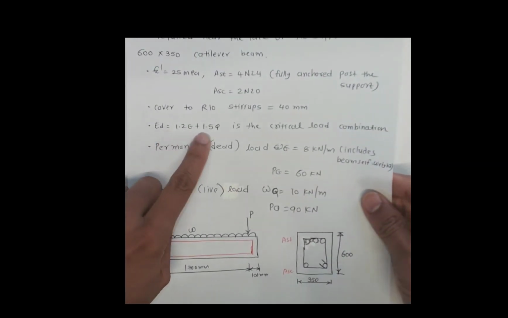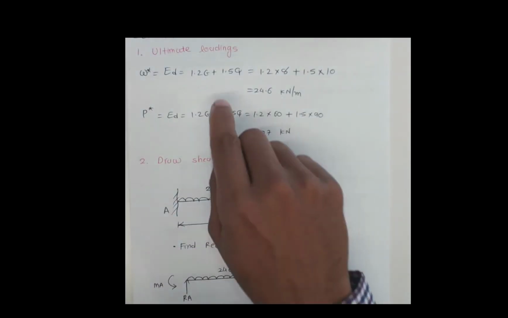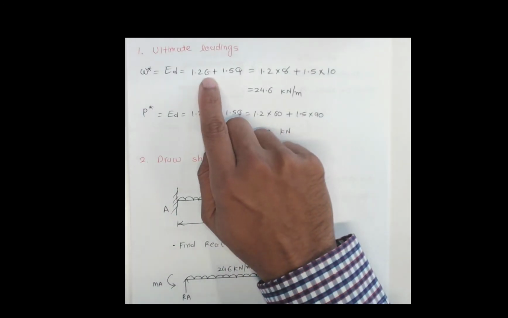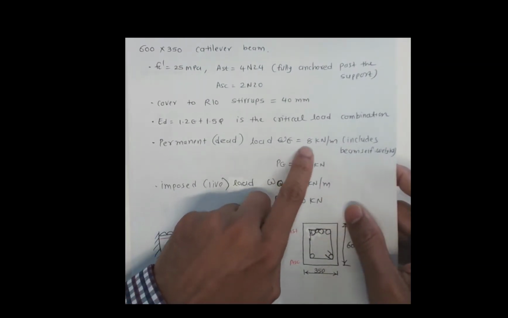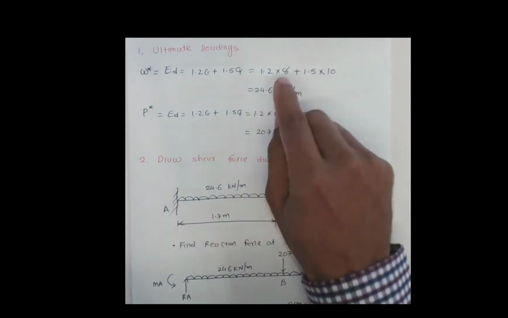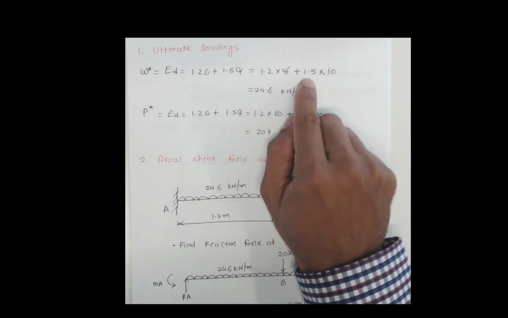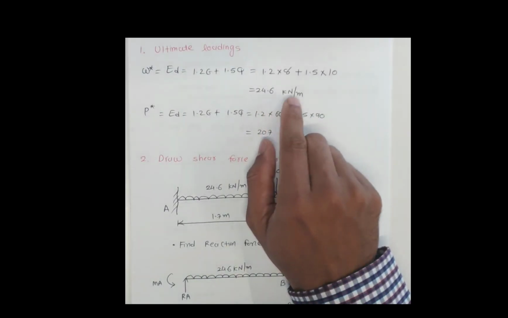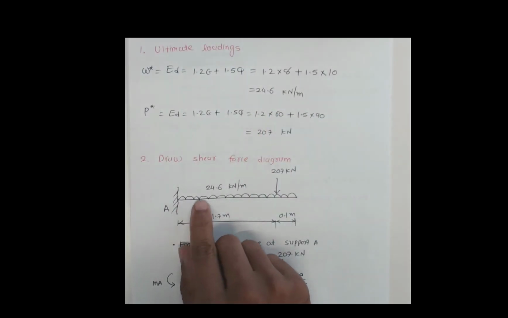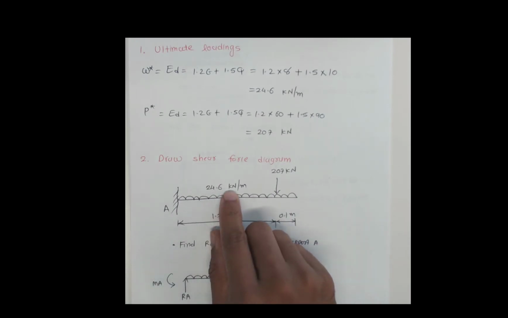That equation is given in the question, 1.2 G plus 1.5 Q. G is the dead load, Q is the live load. So we have 1.2 G plus 1.5 Q. So UDL dead load is given 8. So 1.2 times 8 plus 1.5 times live load 10. We have a live load 10 kilonewton per meter, gives us 24.6 kilonewton per meter. So that is the UDL load 24.6 kilonewtons per meter.